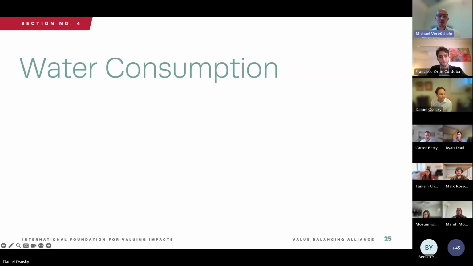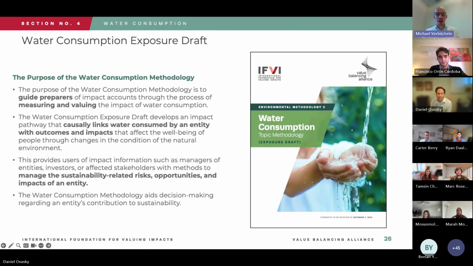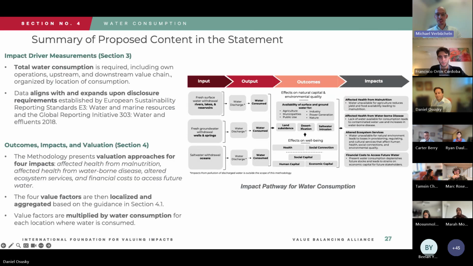Thank you, Dan. So with regards to water consumption, we really want to understand in how far an entity's total consumption of water throughout the value chain leads to changes in well-being through changes in the natural environment. So we outline in this methodology how this water consumed by entities is linked to impacts and outcomes, and how we can then also manage the related risks, opportunities, and of course the impacts of the entity. So by looking into the impact pathway, which is on the next slide, we can then see how that works.